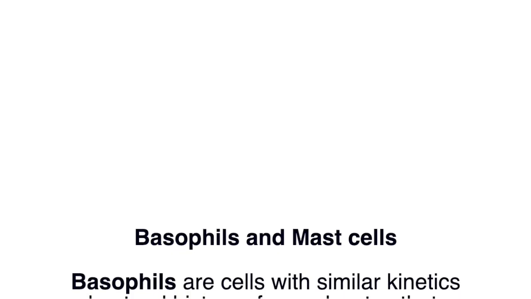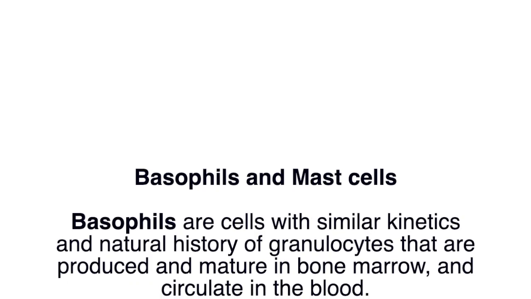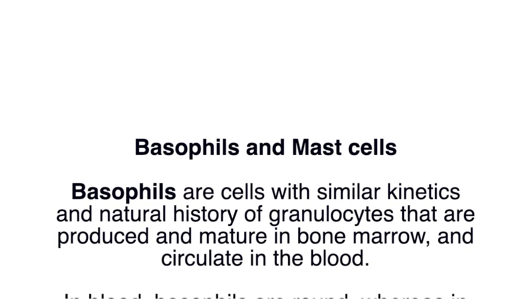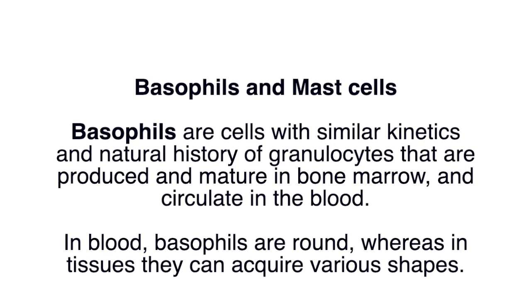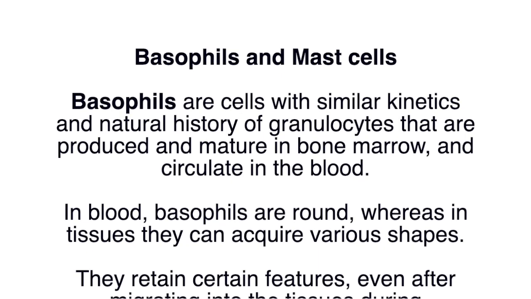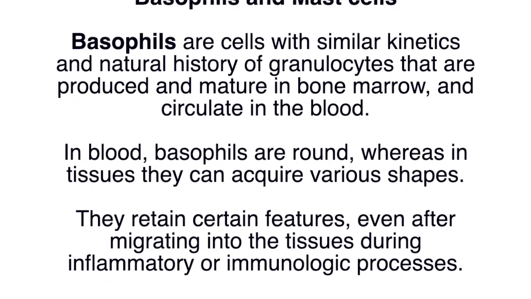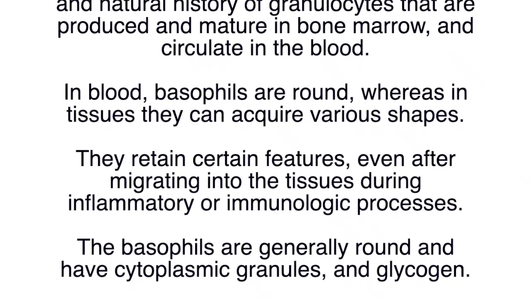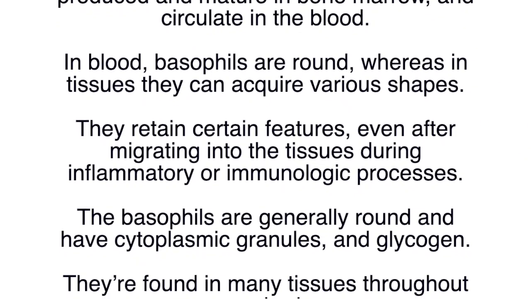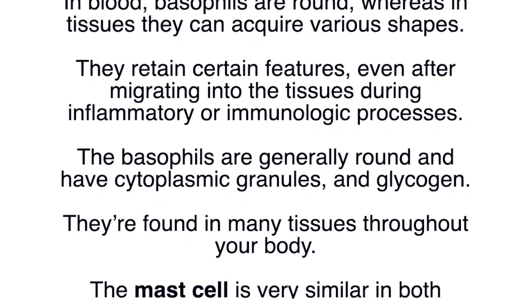Basophils and mast cells. Basophils are cells with similar kinetics and natural history of granulocytes that are produced and mature in bone marrow and circulate in the blood. In blood, basophils are round, whereas in tissues they can acquire various shapes. They retain certain features even after migrating into the tissues during inflammatory or immunologic processes. The basophils are generally round and have cytoplasmic granules and glycogen. They are found in many tissues throughout your body.